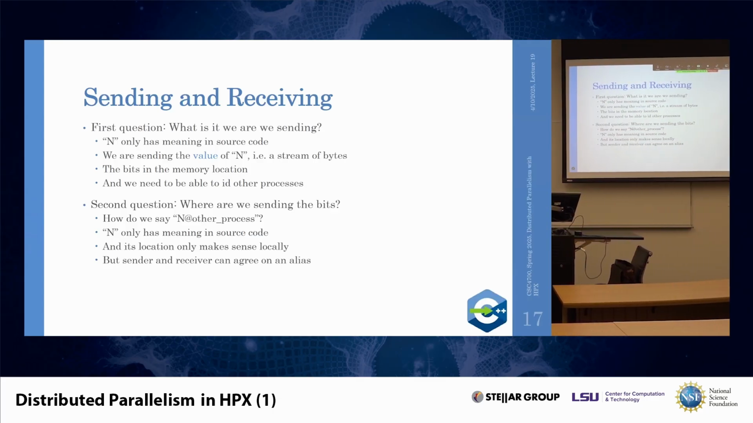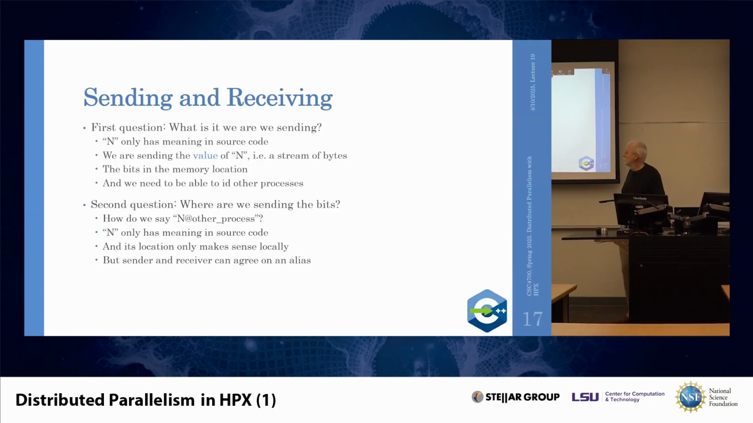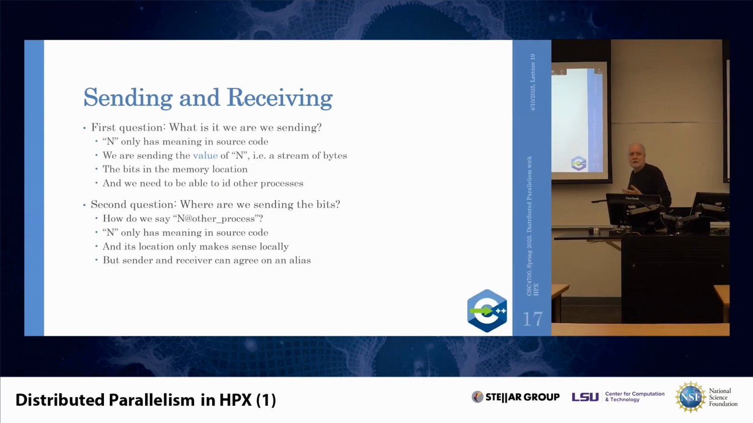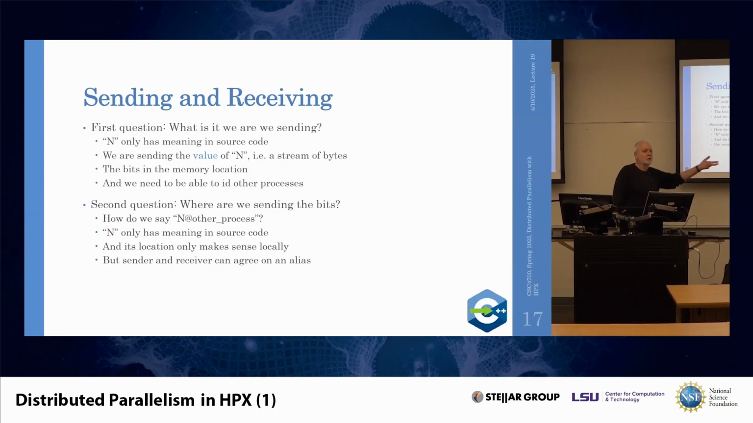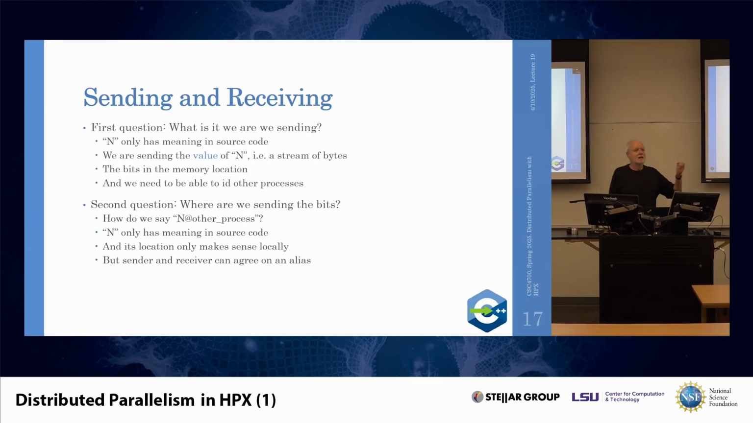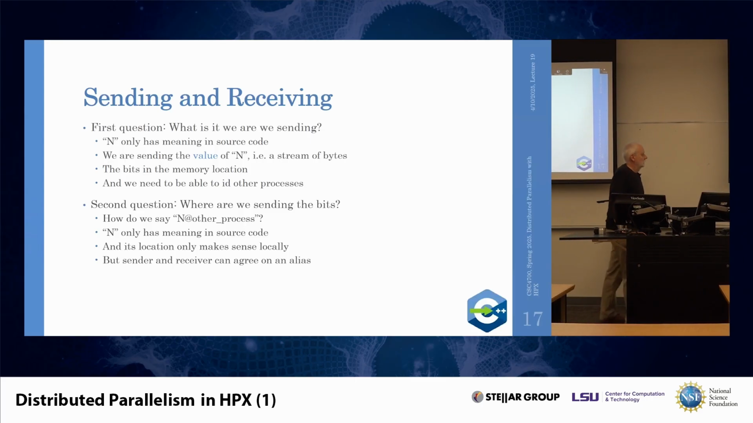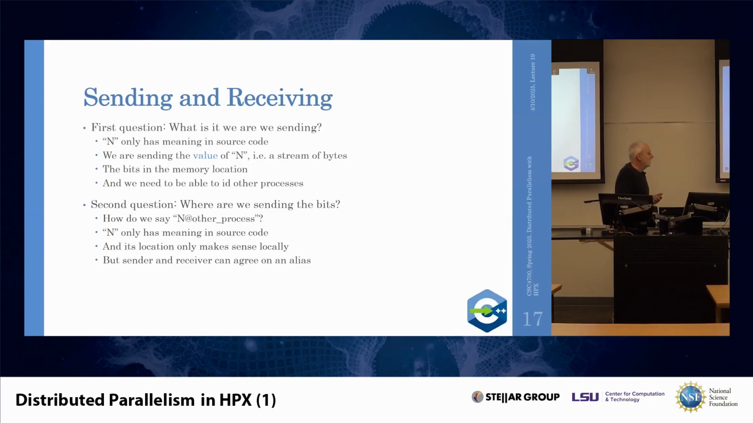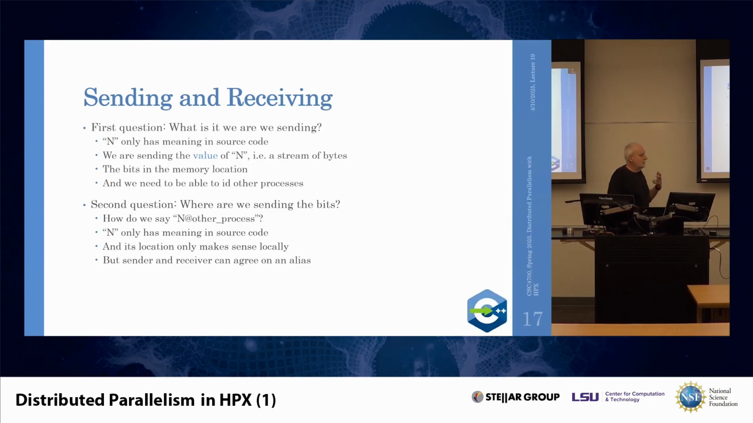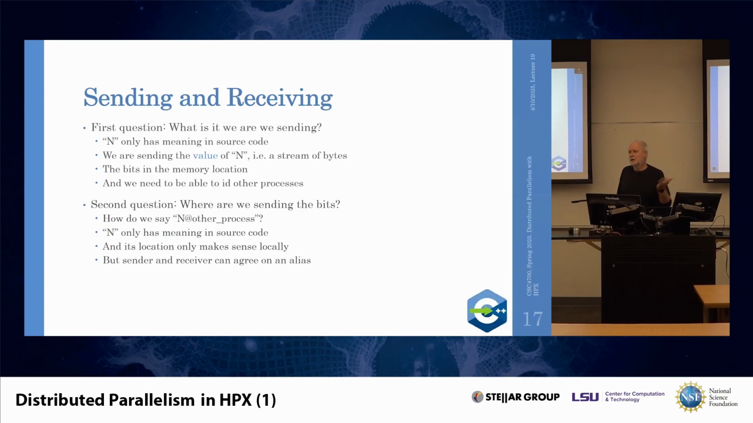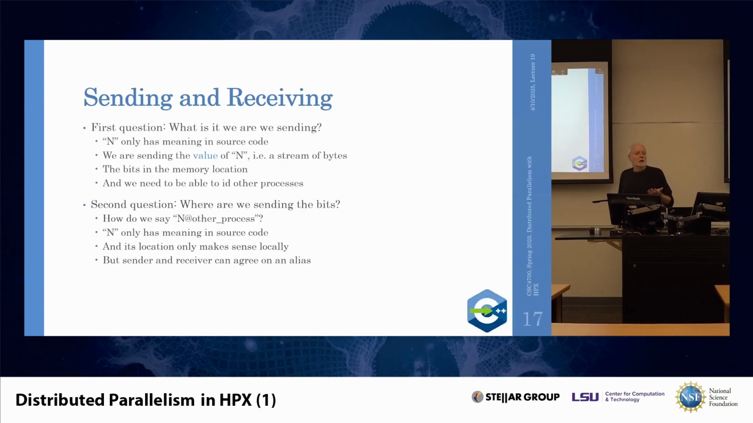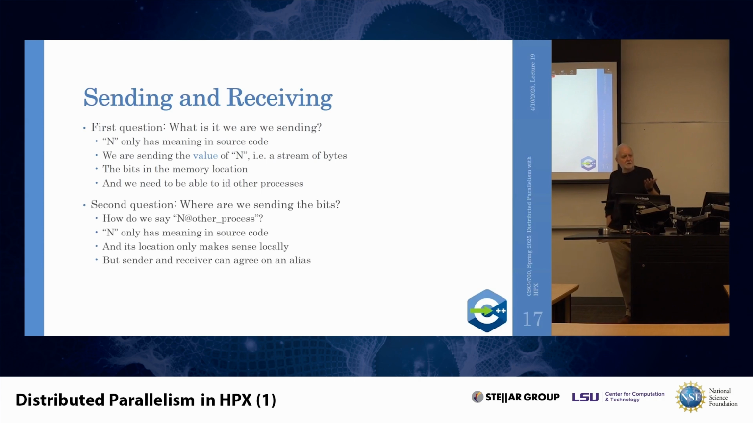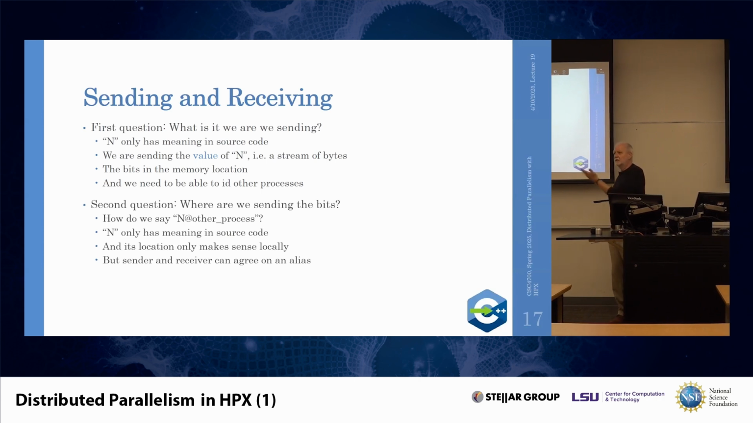The other question is, where do we send those bits? How do we say send it to another process, or send it to n in another process? Because n again has meaning only in source code, and its location of the variable in process 0, the address of n in process 0 could be different from the address of n in process 1.